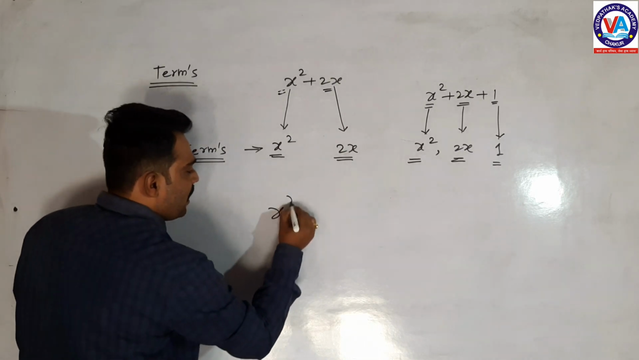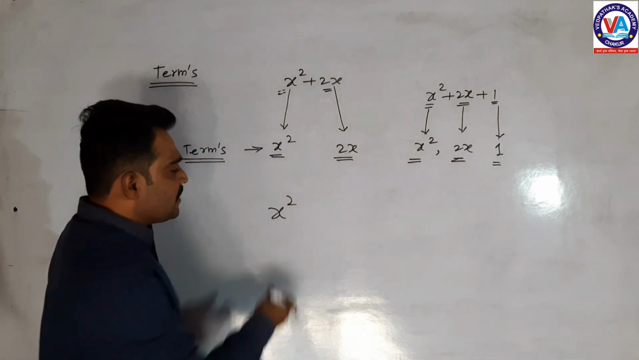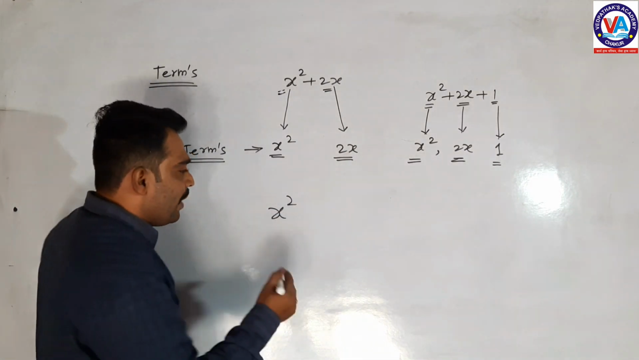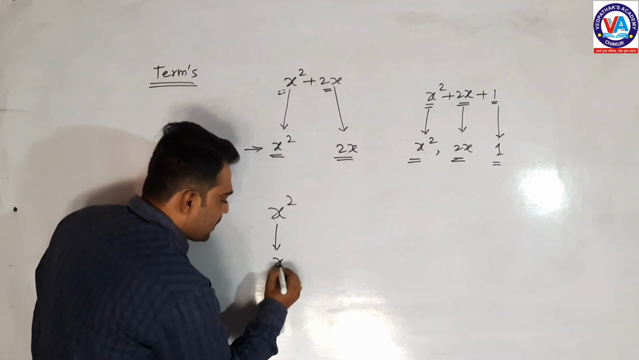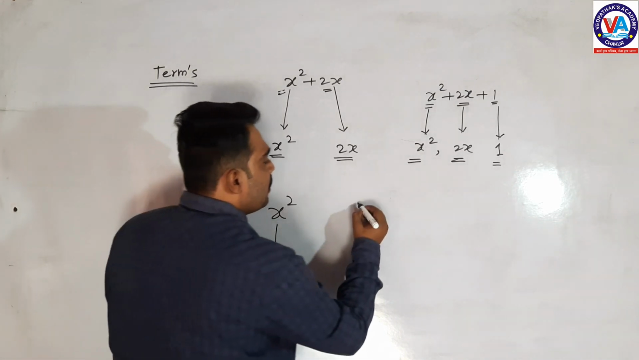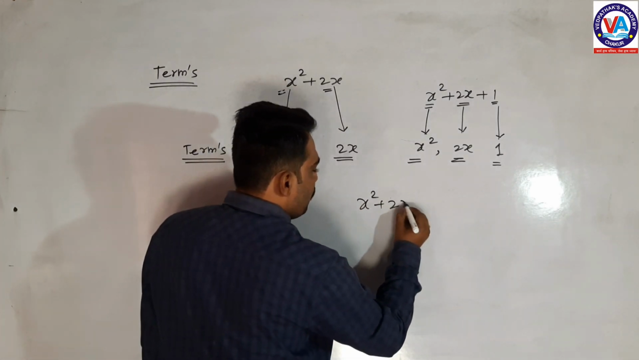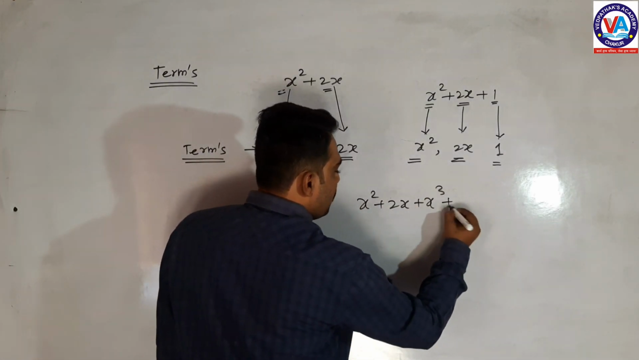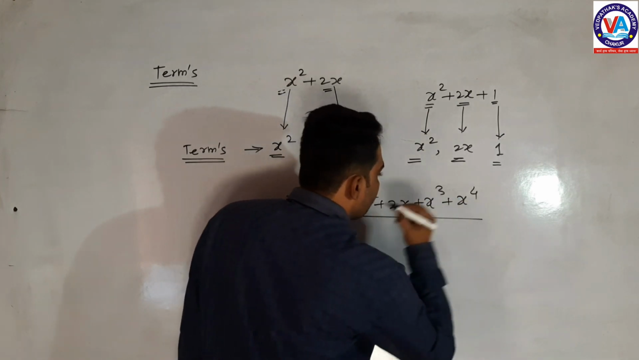Suppose this is my polynomial x square. Now this polynomial is consisting of only one term. How many terms will be in this? Only one term, that is x square. Take another example. x square plus 2x plus x cube plus x to the power 4.